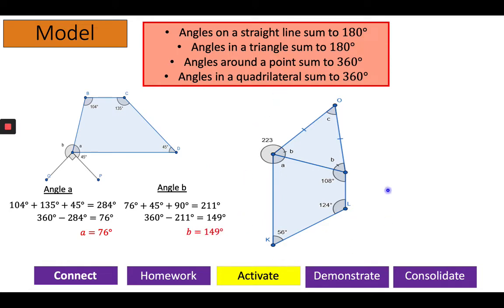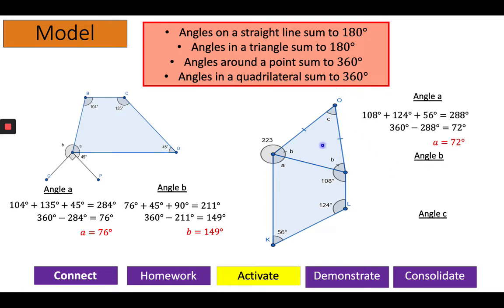We'll now take a look at this quadrilateral, isosceles triangle, and angles around a point combined. Again, we are missing angle A and angle B, and we also have an angle C to find. Angle A is the only angle missing in our quadrilateral. So we'll add our three known angles, 56 plus 124 plus 108, to get 288 degrees. We then subtract that from 360 because it is a quadrilateral to get 72 degrees. So angle A equals 72 degrees.